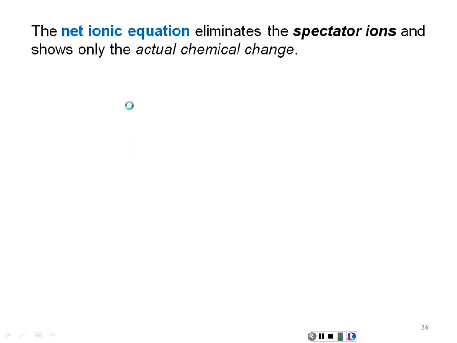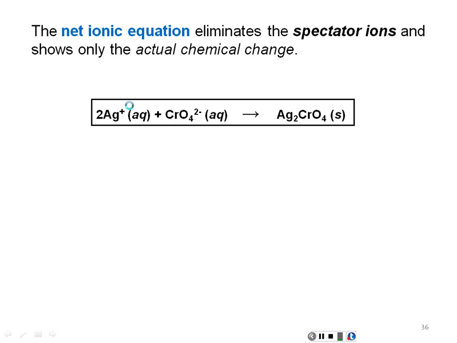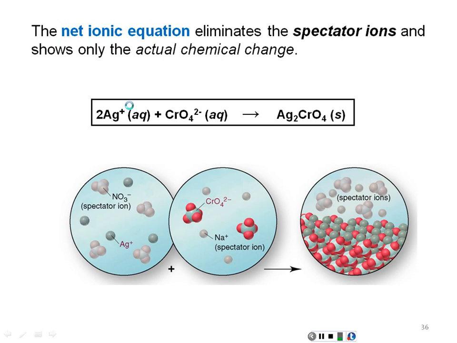So when these spectator ions cancel out and you remove them from the total ionic equation, that becomes what is known as the net ionic equation. For the reaction that we've been looking at, the net ionic equation would become silver plus CrO4 2- becomes silver chromate. And this is really just showing the chemical change that is occurring. You have aqueous silver ions, aqueous chromate ions, and they're turning into a solid silver chromate.